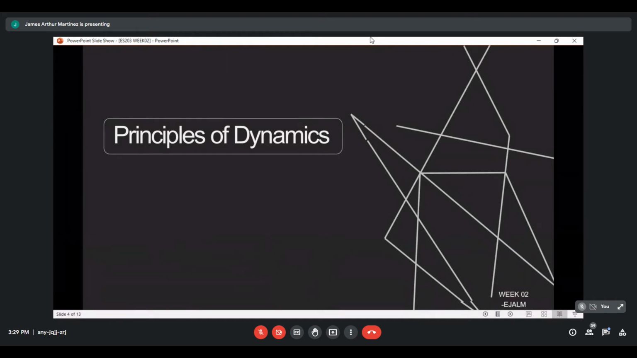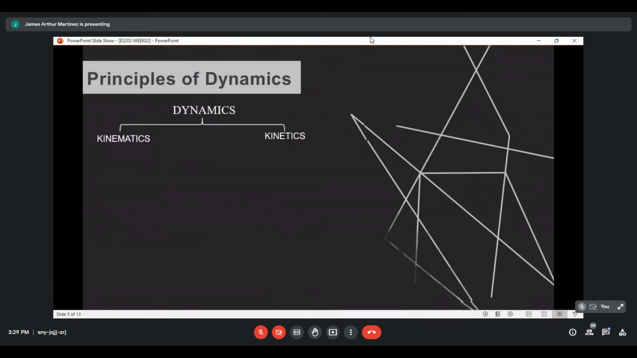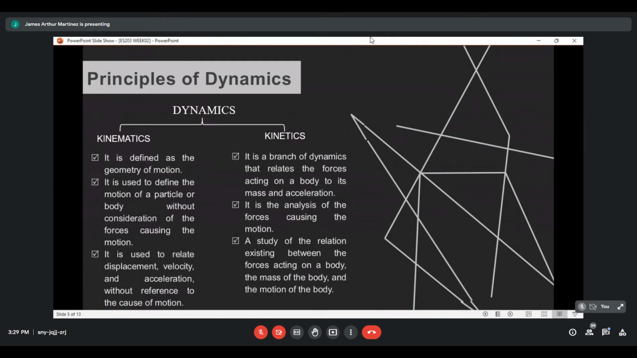So, principles of dynamics. Again, dynamics is divided into two branches, right? We have kinematics and kinetics. Now, let's define and differentiate them, in order for us to distinguish the differences between these two branches of dynamics. Kinematics is defined as the geometry of motion. It is used to define the motion of a particle or body without consideration of the forces causing the motion.